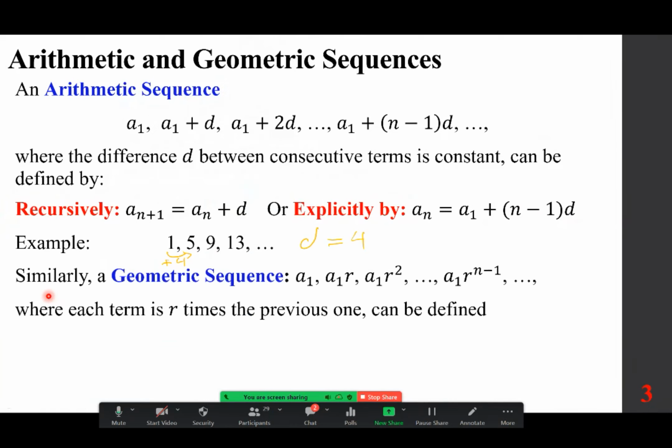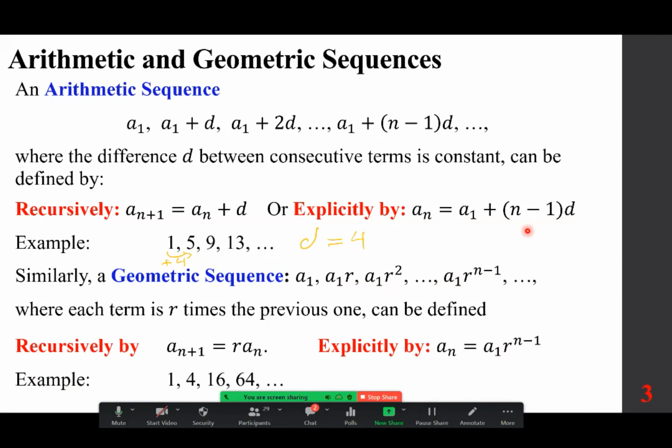A geometric sequence, a sub 1, a sub 1 times r, we're going to multiply by a constant, which is called the ratio. The next one would be a sub 1 r squared, and here's the general term, a sub 1 r to the power of n minus 1. And we can define it either recursively, which means a sub n plus 1, the next term, is r times the previous one, a sub n. Or we can do it explicitly. A sub n is what we just said here, a sub 1 r to the power of n minus 1.